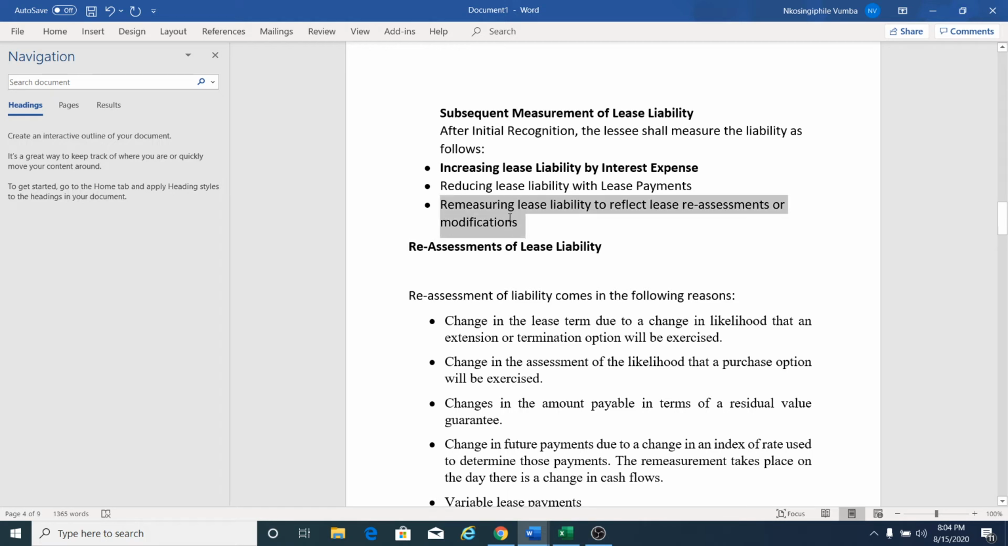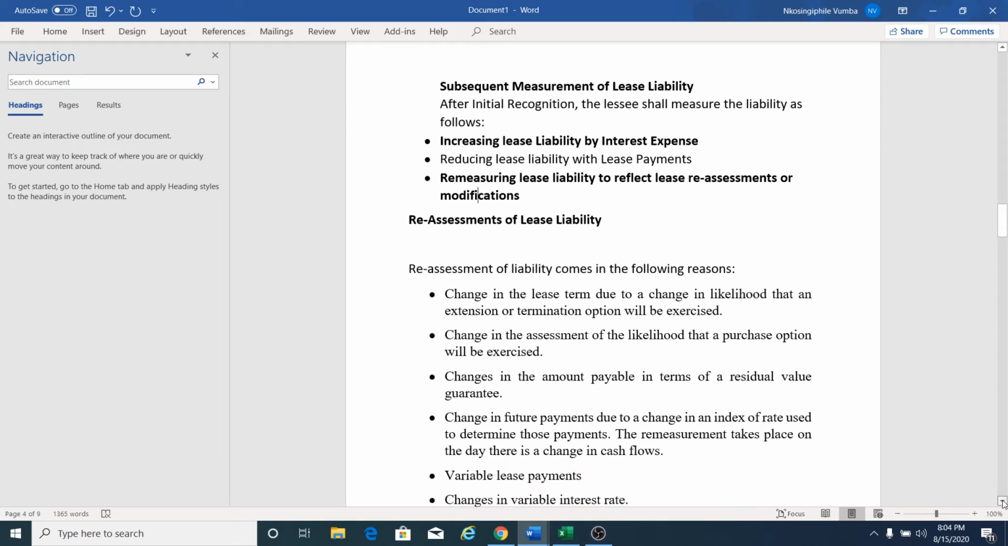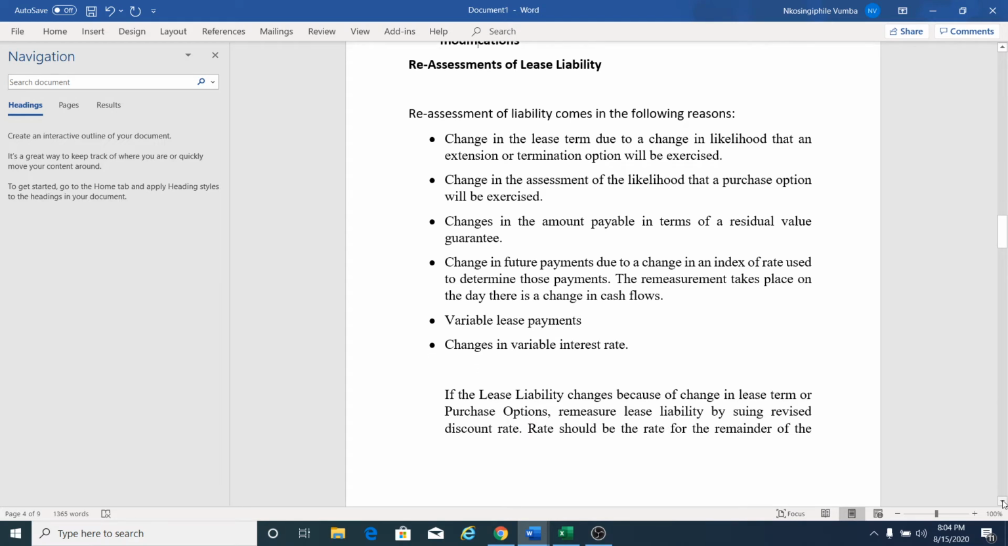And here is the important one, okay. So remeasuring the lease liability to reflect lease reassessments or lease modifications, okay. The following thing that we're going to talk about is the reassessments of lease liability, and we're also going to cover the lease modifications. Okay, so now let's talk about the reassessment of lease liability. This is also important, okay, but I will tell you the part that is very important in this thing.